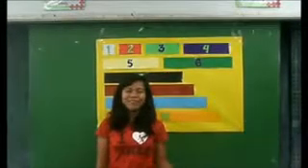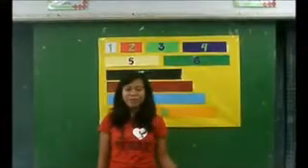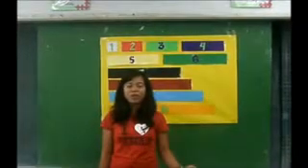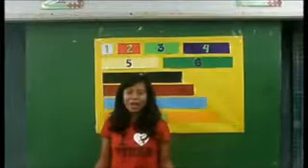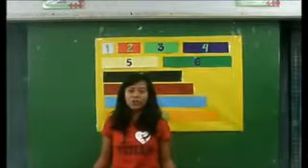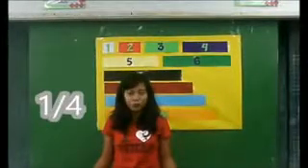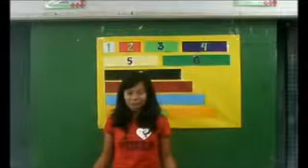Hello students, it's Ma'am Annabelle again. We are done naming a fraction now. With the use of the Cuisenaire rods, we will try to add fractions. First, we will add similar fractions. Given two fractions, 1/4 and 2/4, we are asked to get the sum.